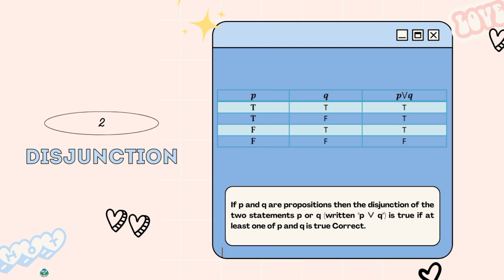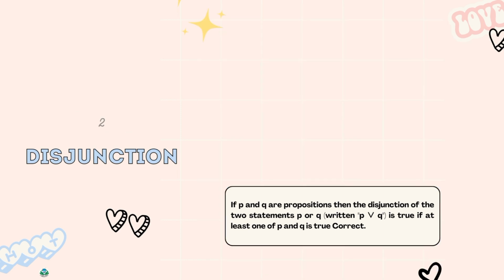Statement P true and statement Q false, so P disjunction Q is true. Statement P false and statement Q true, so P disjunction Q is true. Statement P false and statement Q false, so P disjunction Q is false.